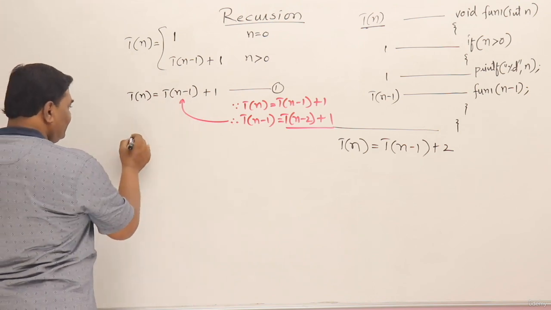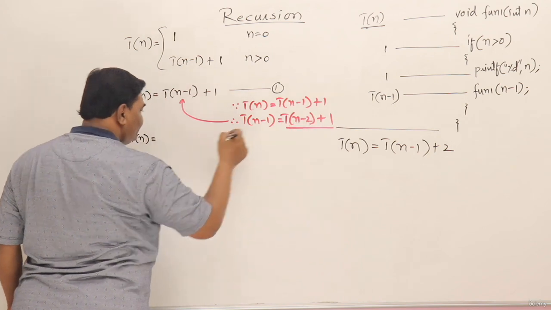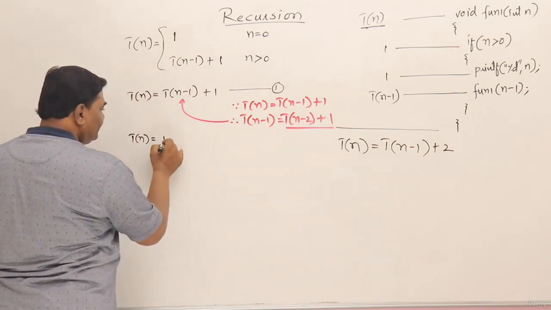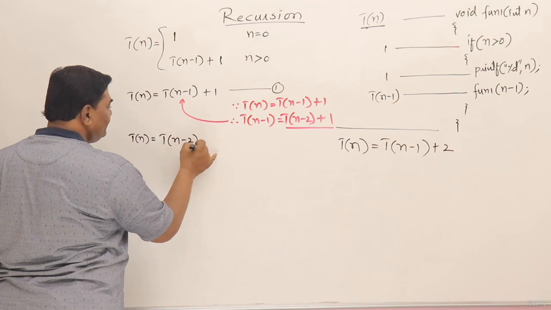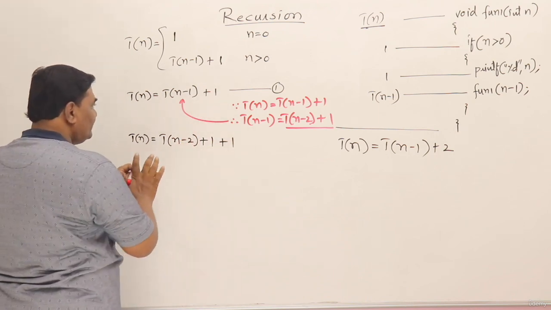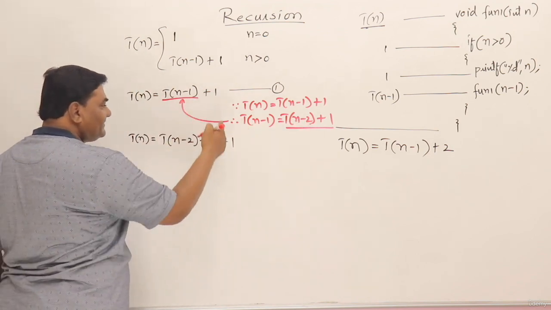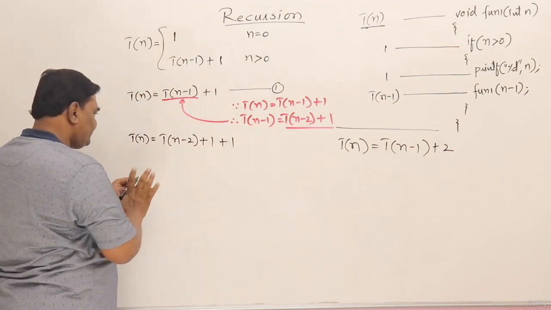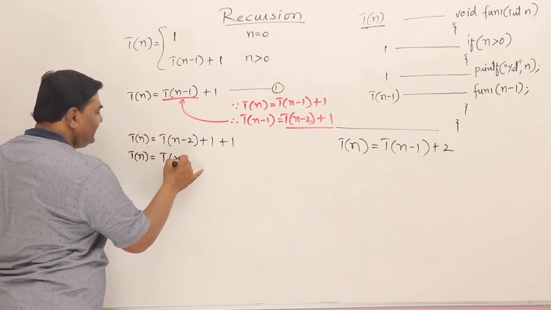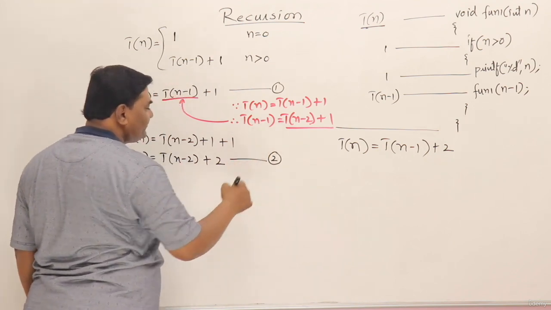So the next equation that I get is T(n) = T(n-2) + 1 + 1. So this is T(n-2) + 1, and this plus 1 as it is. So this is substituted with this one, and then this plus 1 as it is. So what is this finally? T(n) = T(n-2) + 2. Let us call this the second equation.